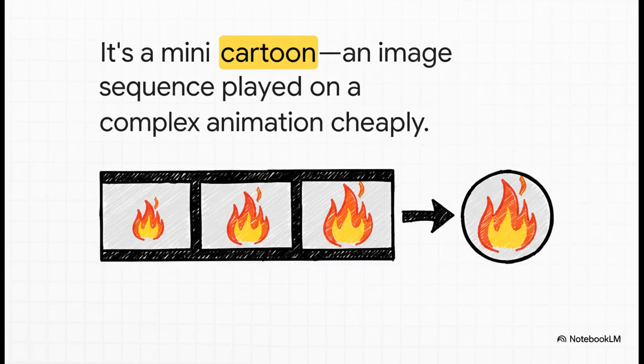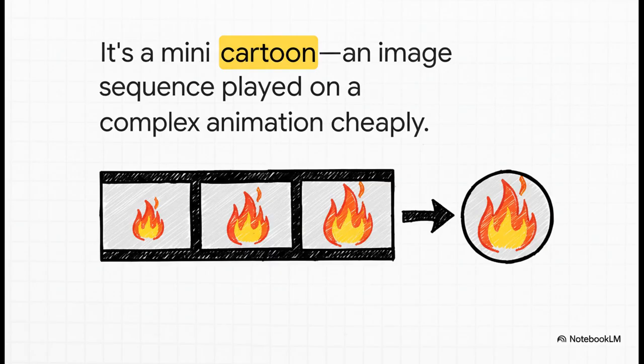And now for a really clever trick. What if you want the look of a super complex animation, like fire licking upwards, but you don't want to pay that heavy performance cost? Well, you use a flipbook. And it's exactly what it sounds like. It's a little cartoon animation that you play on the surface of a simple, flat particle.